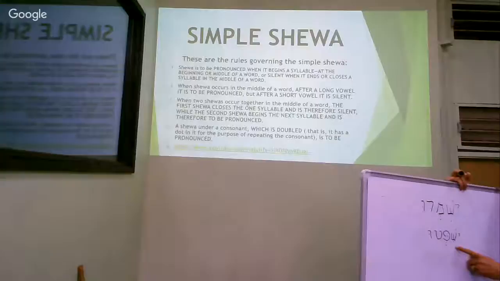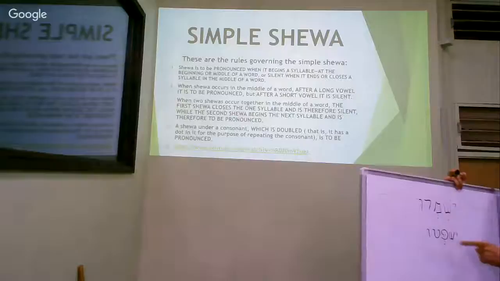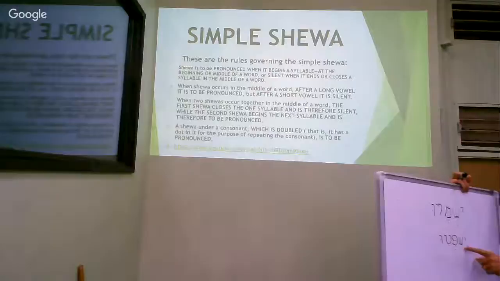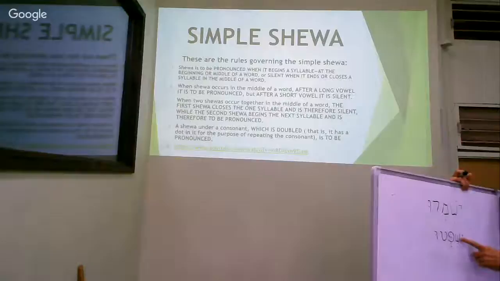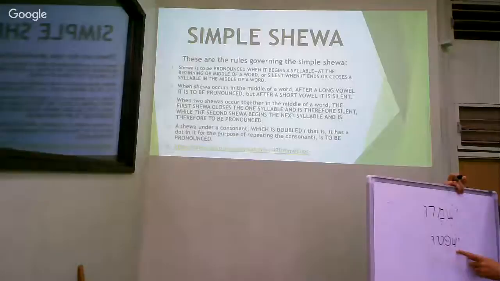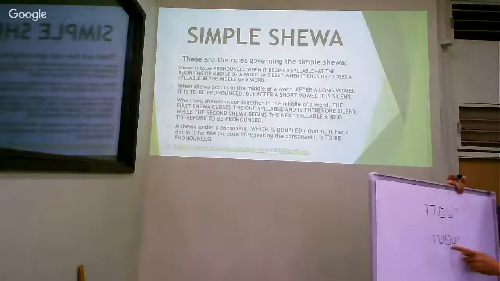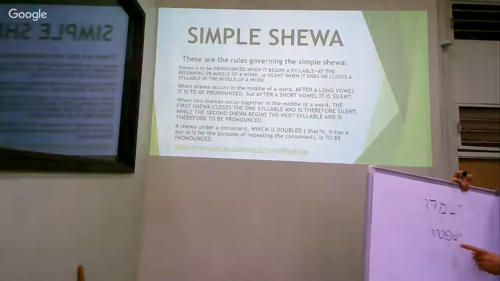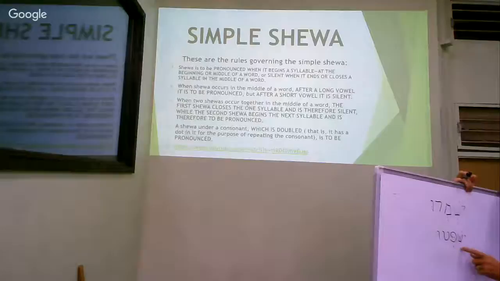Also, whenever a Shewa closes a syllable or comes at the end of a syllable, it is to be silent. So this is one syllable here, Y-I-S-H, that's one syllable. So when it comes at the end of a syllable, it is not to be pronounced. But if it comes at the beginning of a syllable, like over here, it begins a new syllable, then it is to be pronounced. So you have yish, this is a closed syllable, and it ends a syllable. This is peh, it starts a new syllable, so it is to be pronounced.